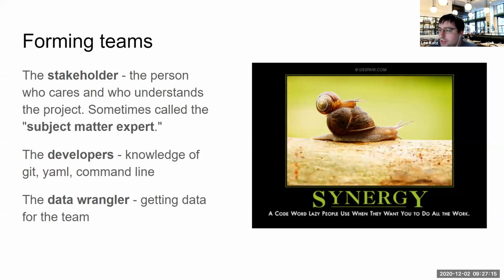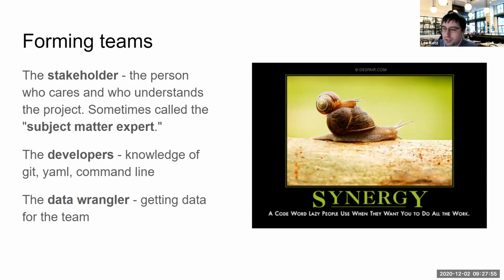So part of this hackathon is forming teams. I was torn between having a really funny joke here and just having a demotivating poster, which I think is funny, but anyway, this is just meant to be humorous and not be a comment on everybody. Synergy is a code word lazy people use when they want you to do all the work. I don't think that's going to be the situation with this group. You're here because you want to learn. You're here because you have a mission, or you have your reasons. You're motivated to be here. So I don't think that's going to be the case. I think that we're going to have some really excellent teams here.